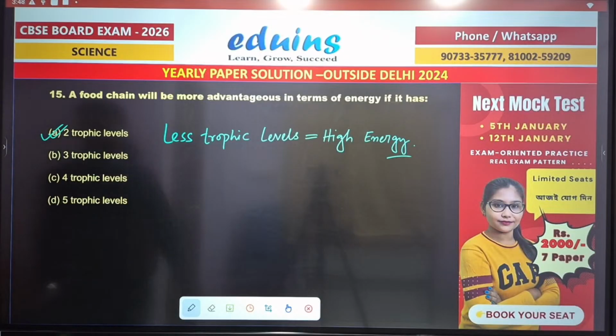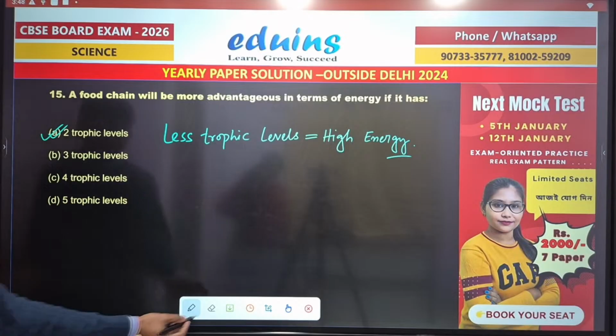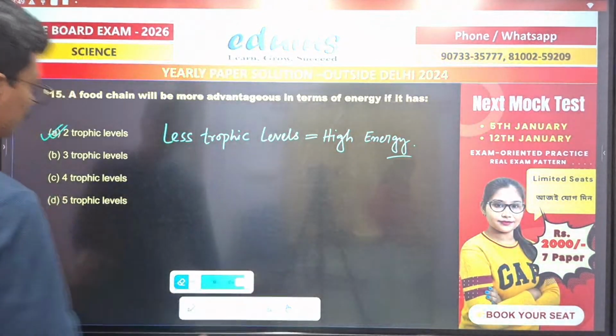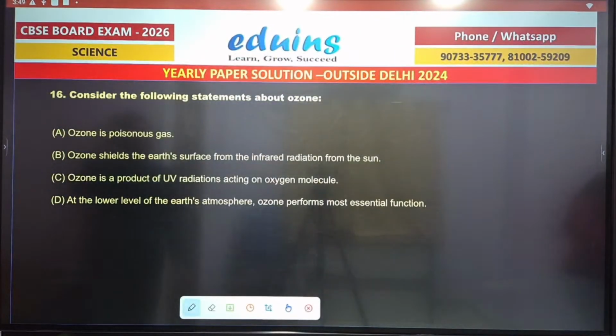Next question. Consider the following statements about ozone. Ozone is a poisonous gas. Ozone shields the earth's surface from the infrared radiation from the sun. Ozone is a product of UV radiation acting on oxygen molecule. At the lower level of the earth's atmosphere, ozone performs most essential function.